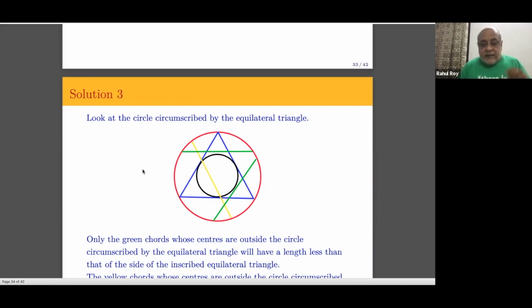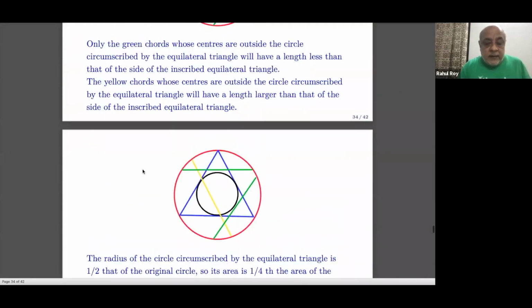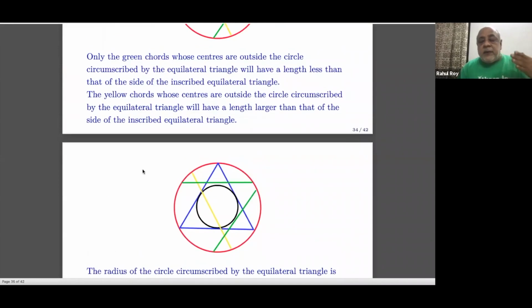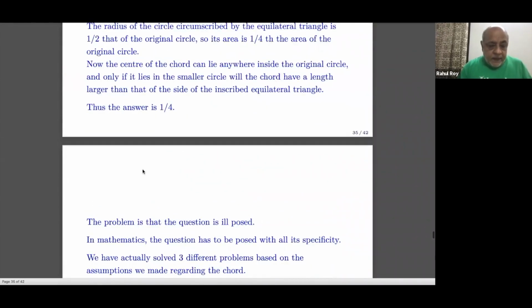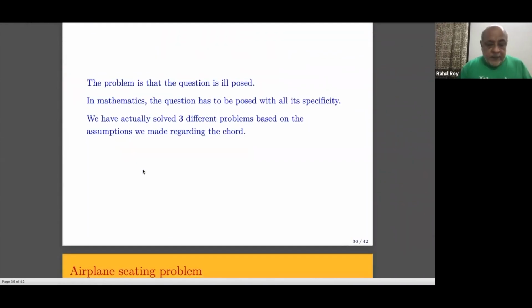In mathematics, unless you're completely precise in formulating your problem, you will get three different solutions like this. In other words, the resolution of this problem is that in each of these solutions, we took a completely different problem and we're working with a different problem. Okay. So this is really important.